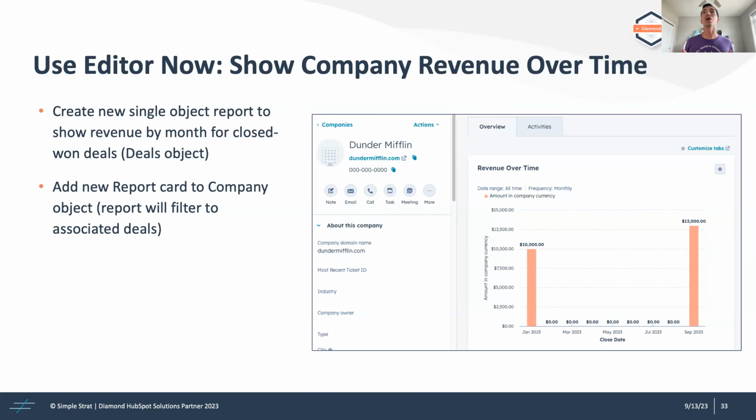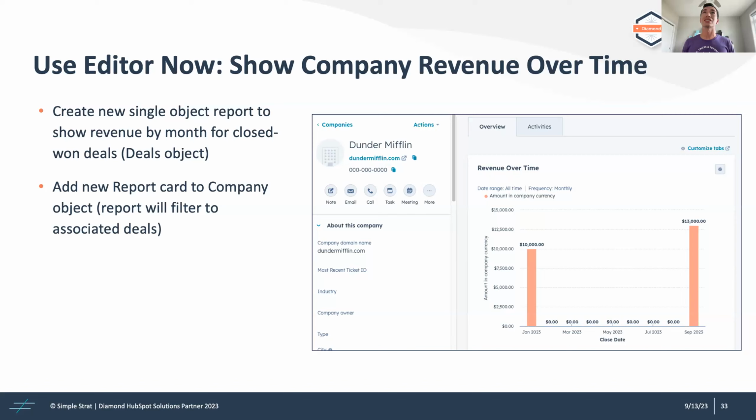We add this report to a report type card on this new tab editing functionality. And what's great is it will automatically filter. So if I just go to that report in the reports library, it's going to show me all closed revenue for all closed won deals. As soon as I add it to a card on a company record, it's automatically going to filter to just show me closed won revenue for deals that are associated with that company. So it automatically handles the filtering for you.